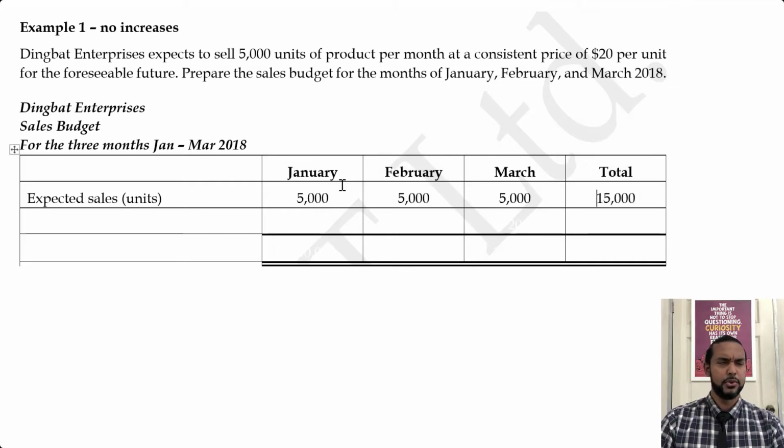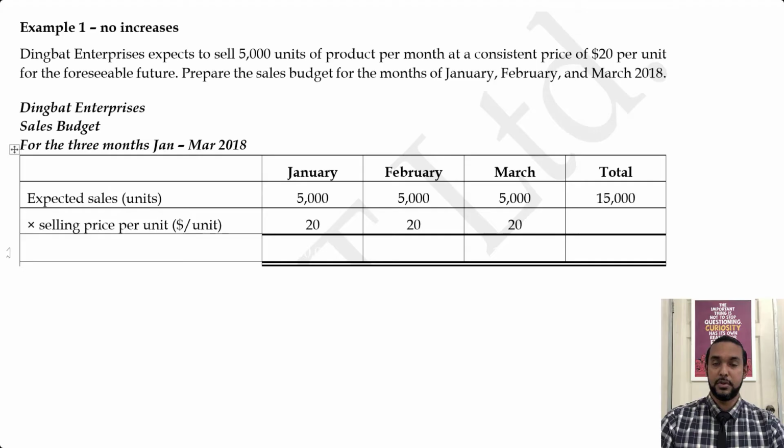Next, what do we need to show? We need to show the total revenue earned from selling 5,000 units per month. How do we get that? Well, we have to multiply the number of units by the price per unit. It says here those units are going to be sold at a consistent price of $20 per unit. So all we have to do is plug in $20 per unit in the respective columns.